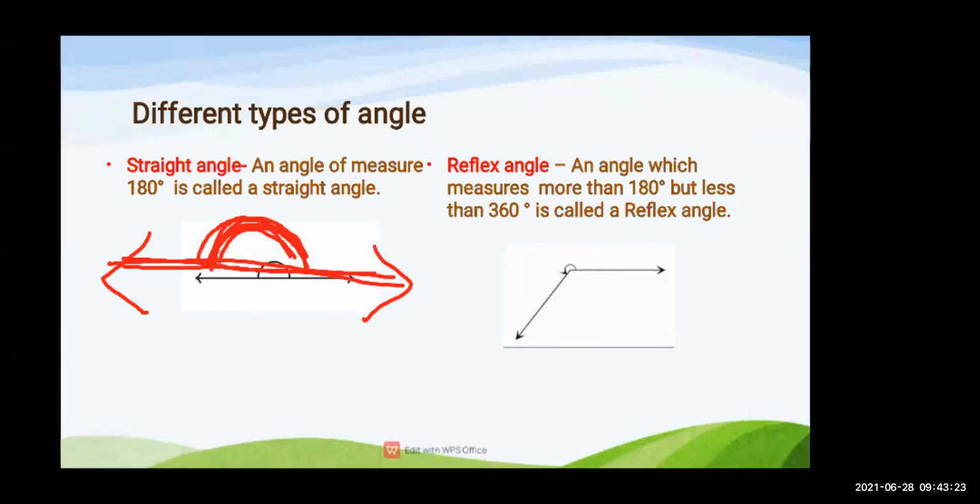Now next is reflex angle. Now reflex angle means what? An angle whose measure is more than 180 degree but less than 360 degree. More than 180 degree but less than 360 degree. So that angle is called a reflex angle. Now reflex means what? Shadow type. Reflex मतलब क्या होता है? एक shadow होता है. Now you can see in this figure.